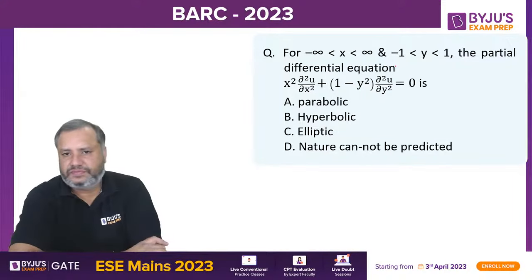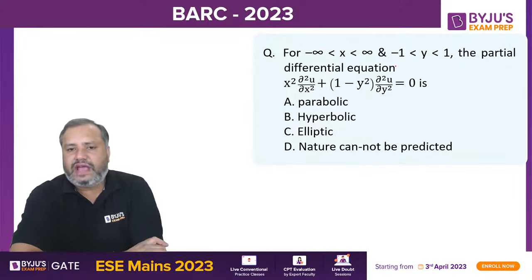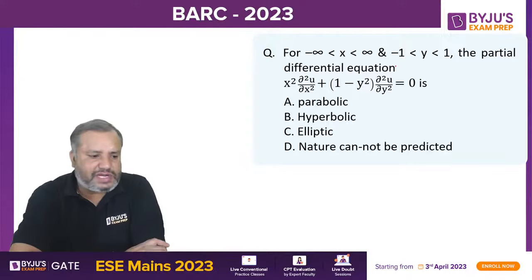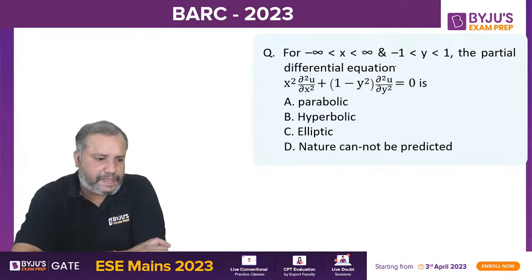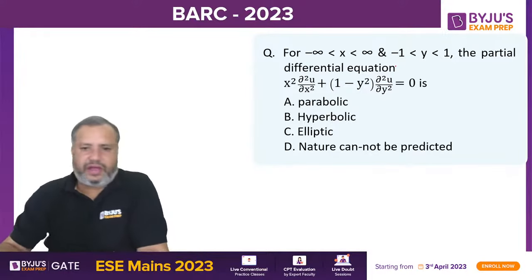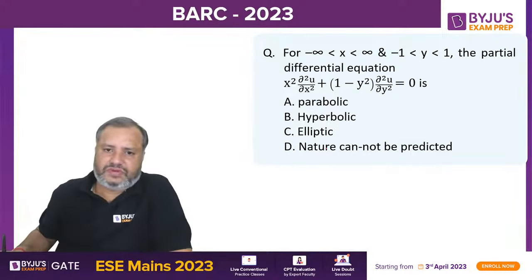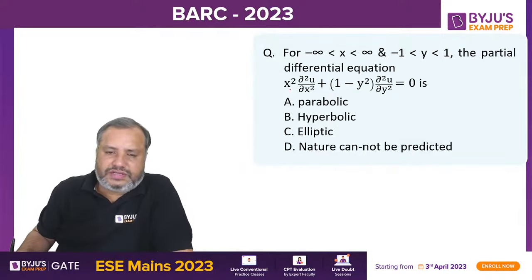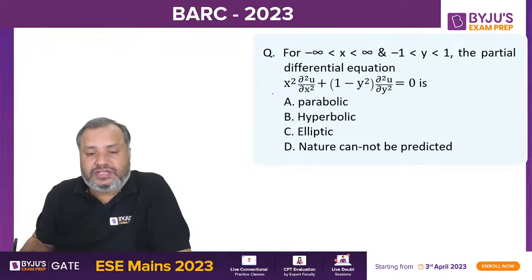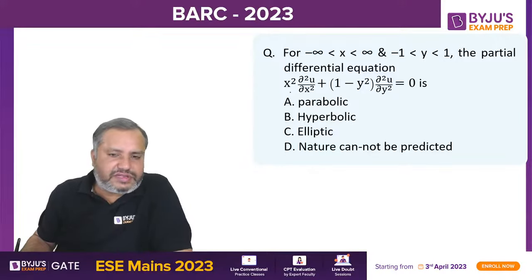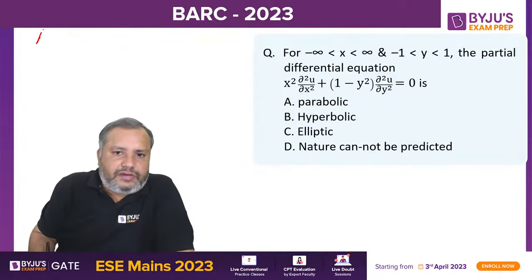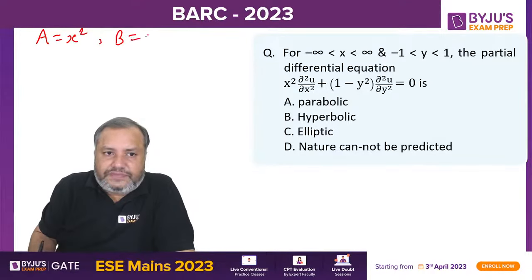See this. For x lying between minus infinity to infinity and y lying between minus 1 to plus 1, the partial differential equation. So students, you know the concept of b square minus 4ac for the second degree equation. So here value of a is x square, b is absent, c is 1 minus y square.